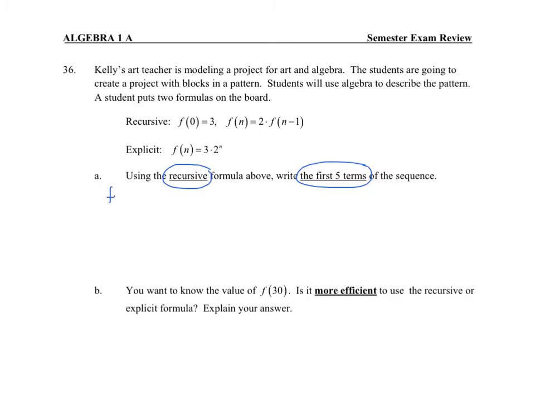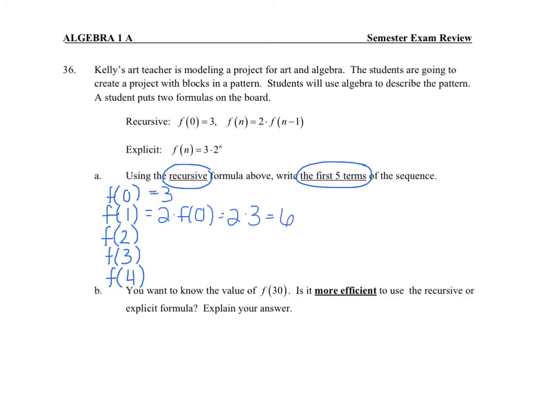So basically we need to find f of 0, f of 1, f of 2, f of 3, and f of 4. And that's going to give us the first 5 terms of the sequence. Well, we already know that f of 0 is 3, so that's pretty easy. F of 1 is going to be 2 times f of 1 minus 1, which is f of 0. So this is going to be 2 times 3, which is 6. The important thing here is that I'm showing how I'm using the recursive formula to find this.